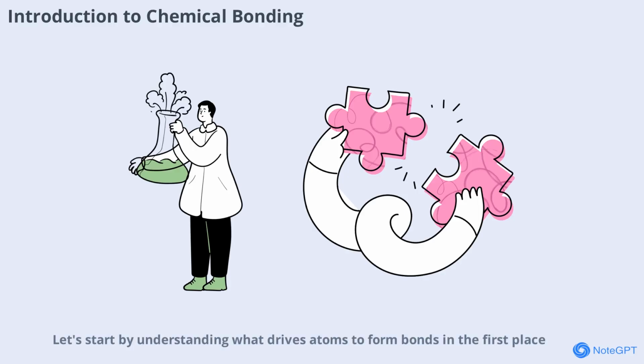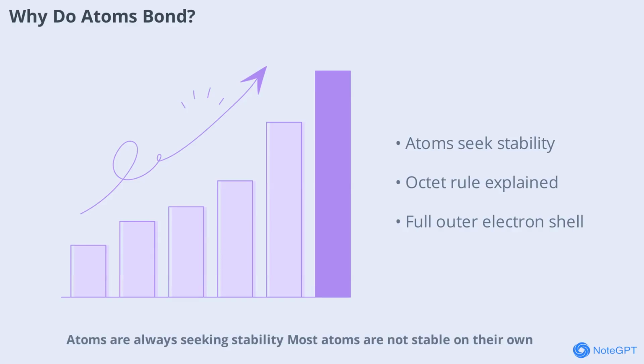Let's start by understanding what drives atoms to form bonds in the first place. Atoms are always seeking stability. Most atoms are not stable on their own, so they look for ways to achieve a full outer shell of electrons. This drive for stability is what causes atoms to bond with each other. By sharing, gaining, or losing electrons, atoms can reach a more stable, lower energy state. This tendency is often called the Octet Rule, which means atoms are happiest when they have 8 electrons in their outer shell. Understanding this rule helps explain why certain elements react the way they do and why chemical bonds form in the first place.